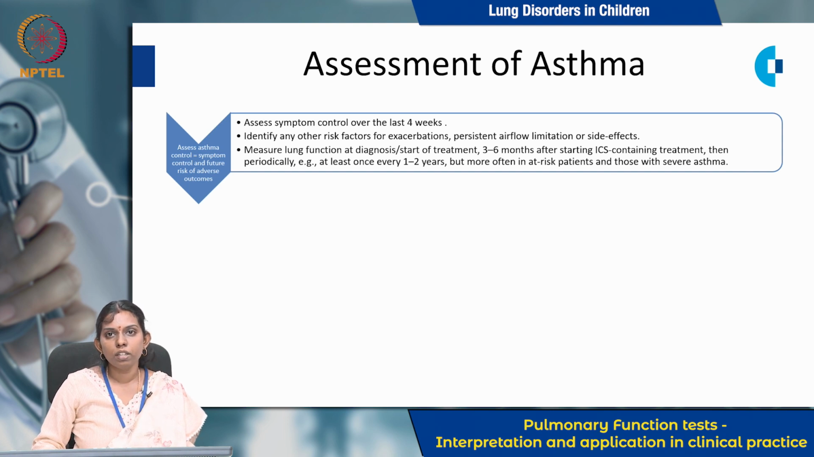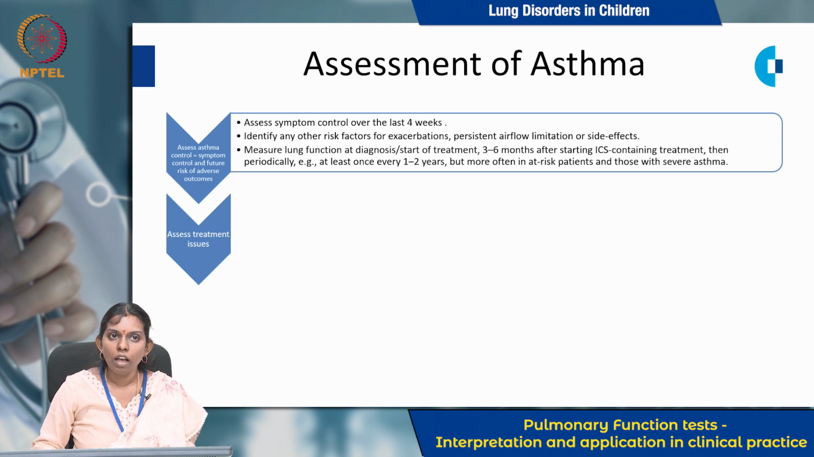And we measure the lung function test with the trial of inhaled corticosteroid containing treatment, which should be done over 3 to 6 months, and this periodical check should be done at least once a year for the at-risk patients with severe asthma. Next, coming on to addressing the treatment issues.